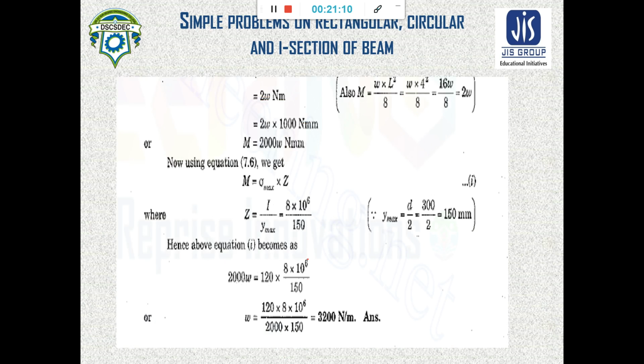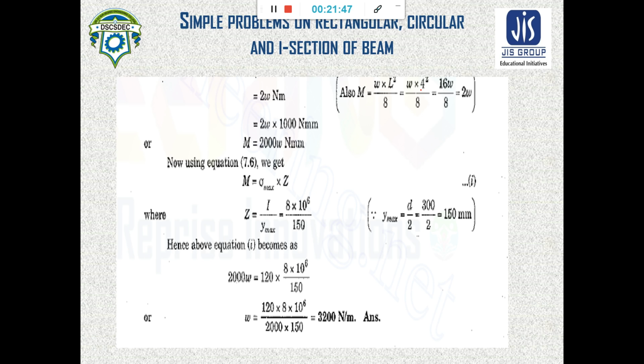In this form also we can calculate the maximum bending moment, that is WL square by 8, and in the place of L we can just put 4, and if we calculate it we can find out that 2W Newton meter will be the answer for maximum bending moment. So this is for Newton meter. If we want to convert it to Newton millimeter, we can get 2000 W Newton mm.